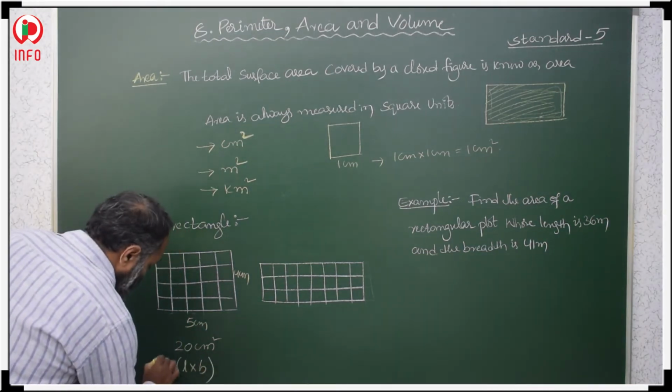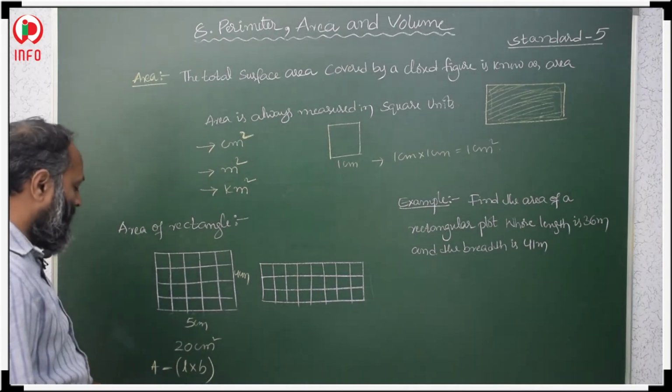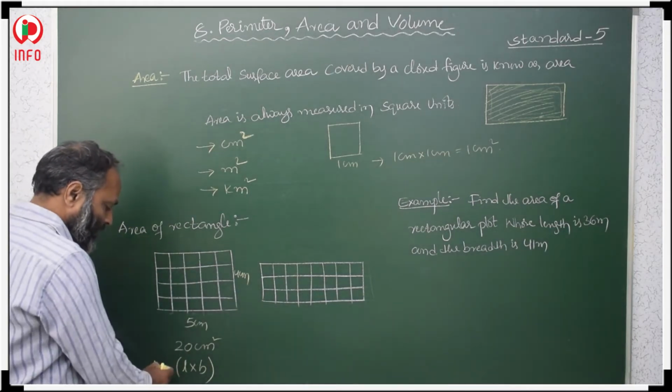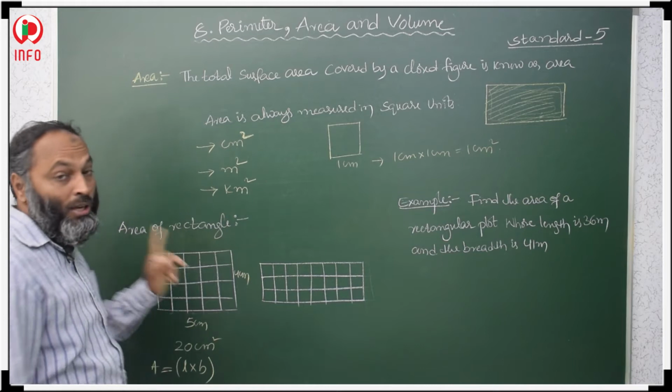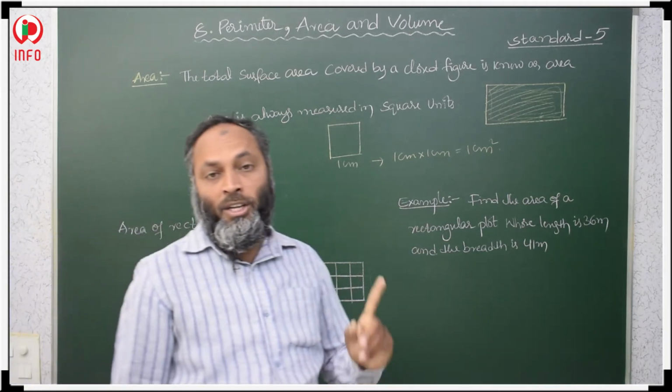So area of a rectangle, formula: length into breadth. Perimeter of a rectangle: 2 into (L plus B). Area of a rectangle: L into B.